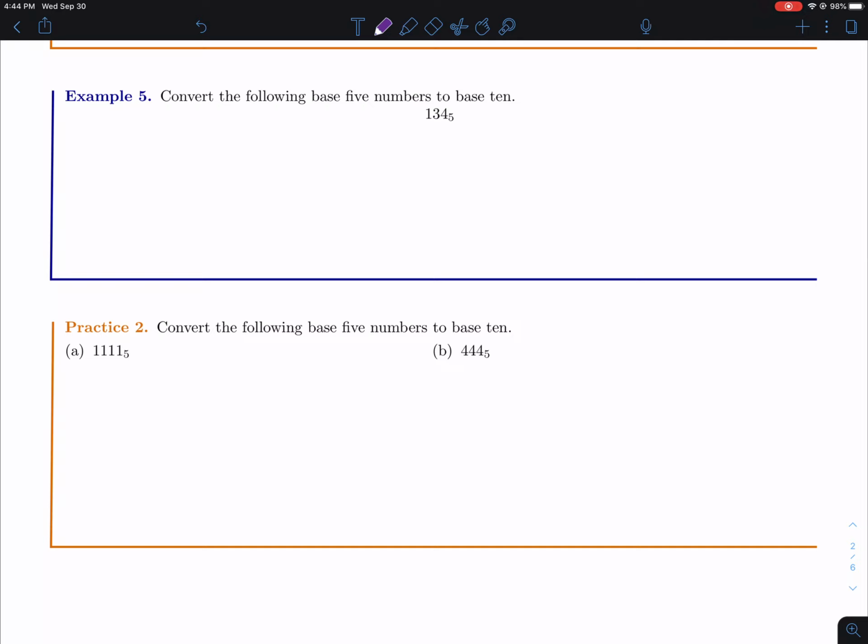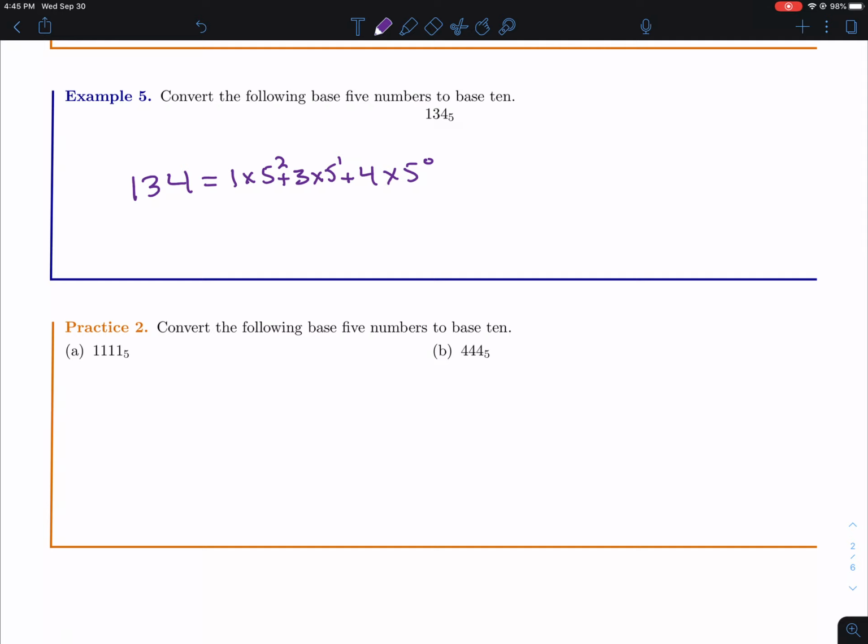So in this case, what I'm going to do is take 134, and just like we would have written this in expanded form for base 10, I'm going to write this as, so the very first one would be 4 times 5 to the 0, plus 3 times 5 to the first, and then 1 times 5 to the second, and then add all those guys together in this case.